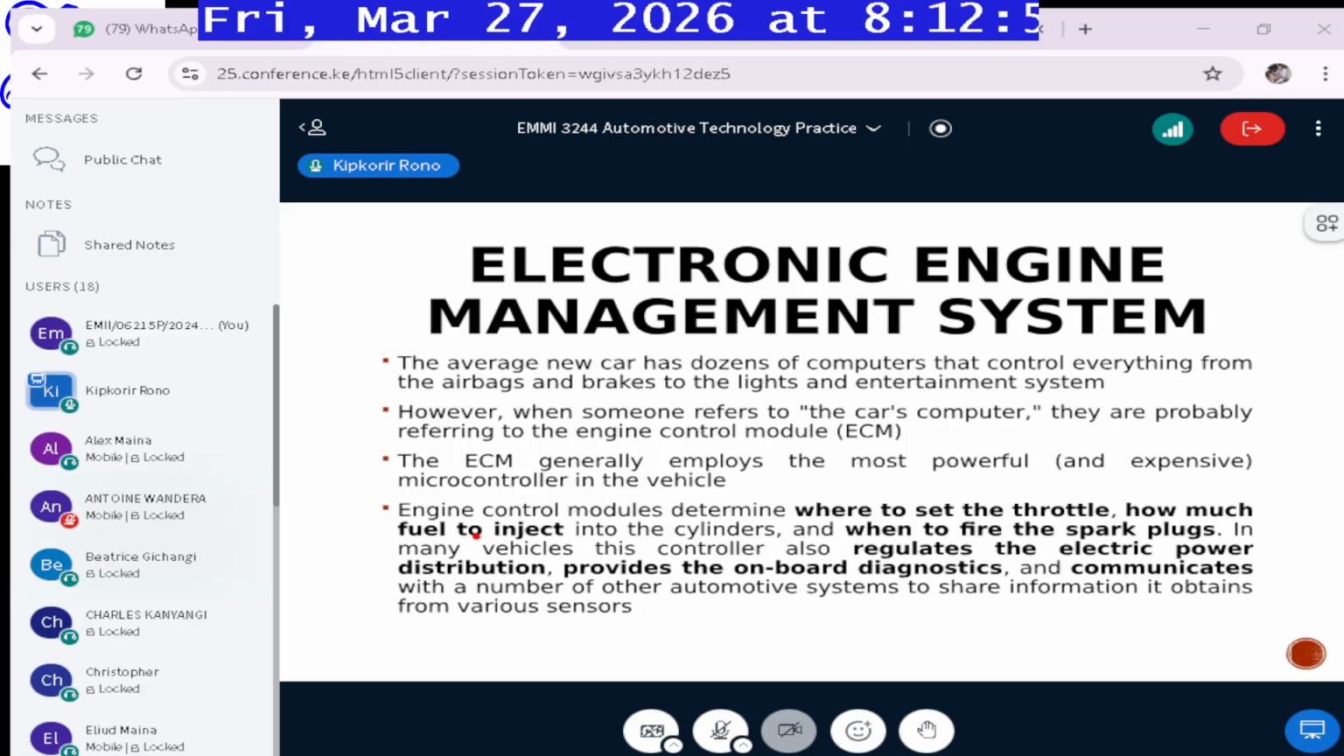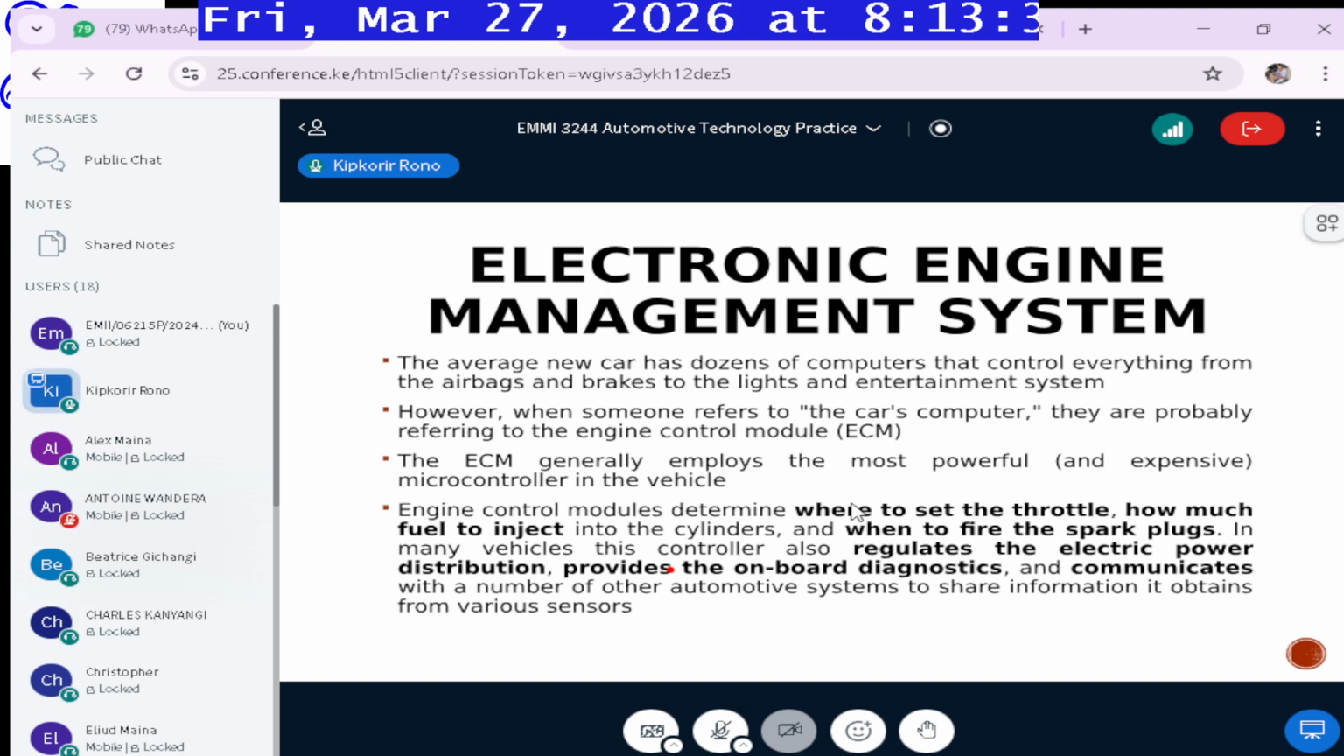You will see processes such as, even things beyond vehicles, they help the computer carry out certain instructions. Now here, the engine control module determines where to set the throttle. For example, when you set your car to economy mode or eco mode, you simply set it, sometimes it is a button, right? You are going to eco mode. So usually just a button.